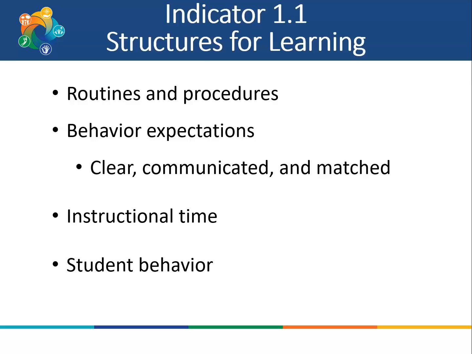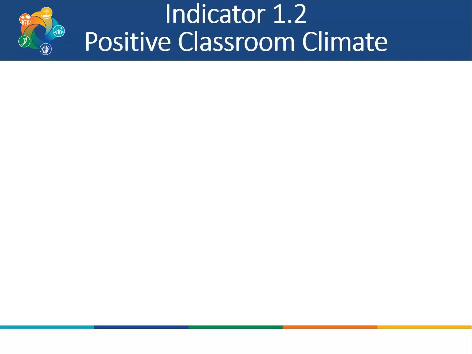Indicator 1.1 is very similar to what is included in the DPAS 2 rubric and in other rubrics under classroom environment. Next, we move to Positive Classroom Climate, Indicator 1.2. Again, pause the video and read Indicator 1.2 from Level 1 to Level 4.